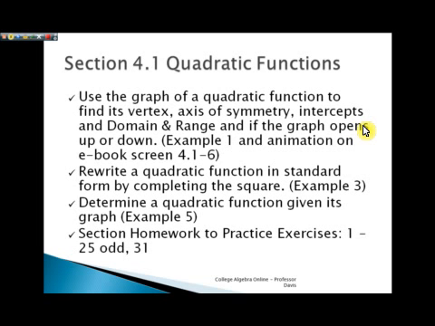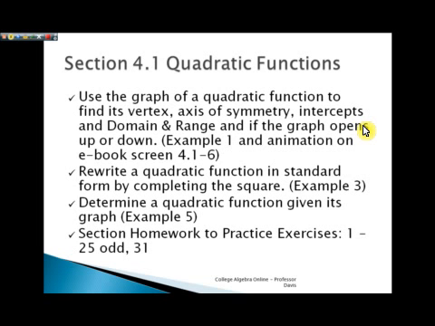In Section 4.1, we want to be able to use the graph of a quadratic function to find various things for it. First, the coordinates of the vertex, the axis of symmetry, and that'll always be of the form x equals the x-coordinate of the vertex. The intercepts, those being the y-intercept, that's easy to find. That's just f of 0 of a quadratic function, the value of f of 0.